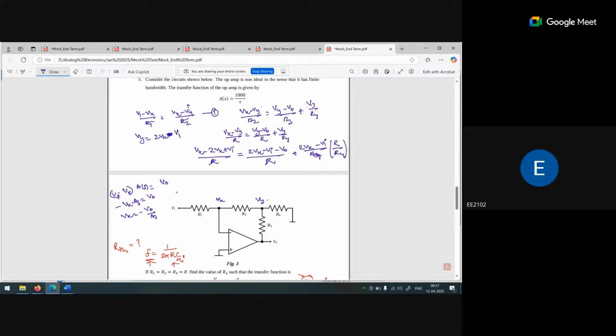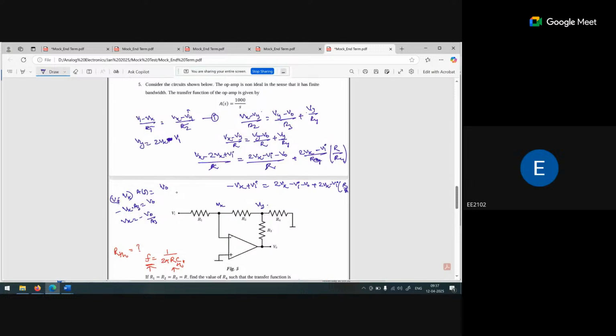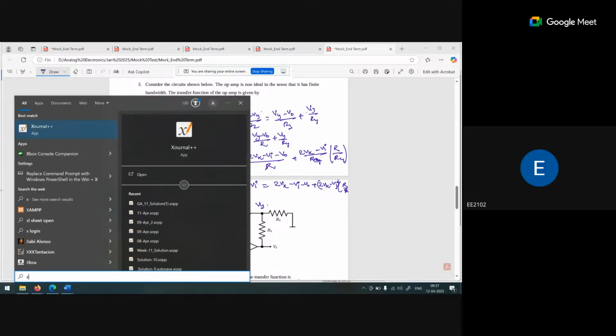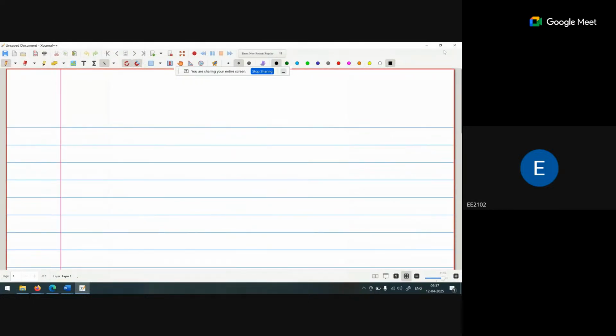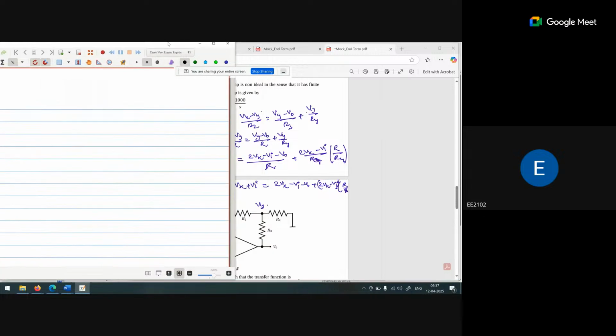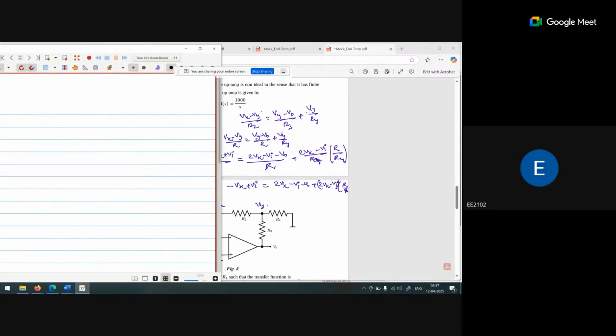Okay. So it becomes minus Vx plus Vi is equal to 2Vx minus Vi minus V naught plus (2Vx minus Vi) times R by R4. Can I use a journal? So it is minus Vx plus Vi is equal to 2Vx minus Vi minus V naught plus (2Vx minus Vi) times R by R4.